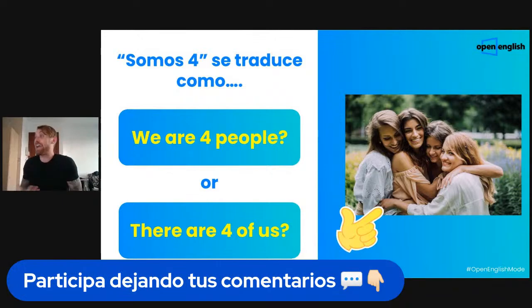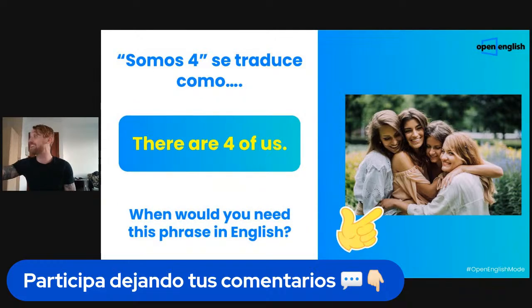So, el error común, so the common mistake, es traducir literalmente como somos cuatro, we are four people, pero eso es el error común. En inglés, somos cuatro, there are four of us. So, esta frase es muy importante, especialmente en algunos contextos o escenarios específicos.